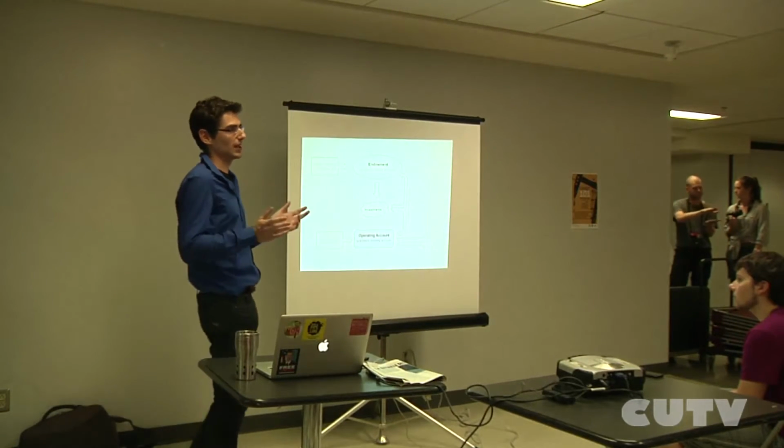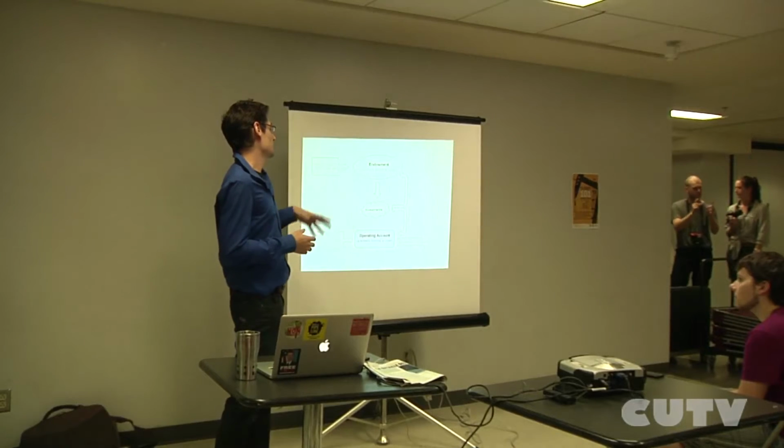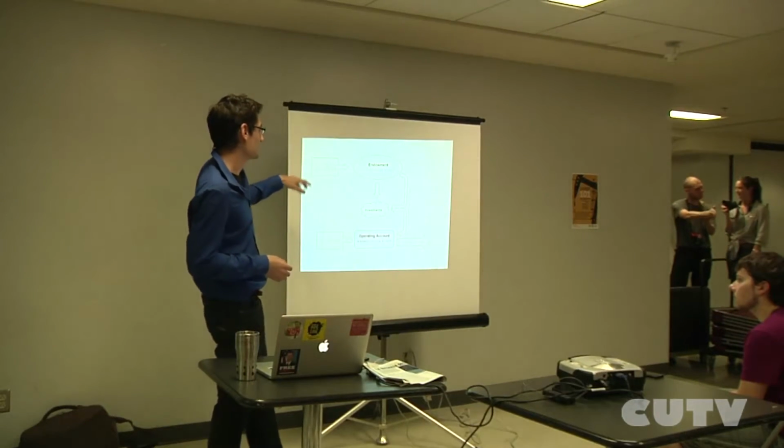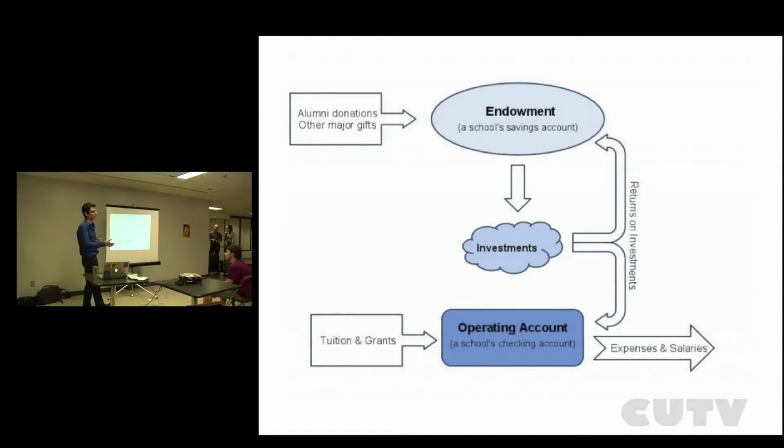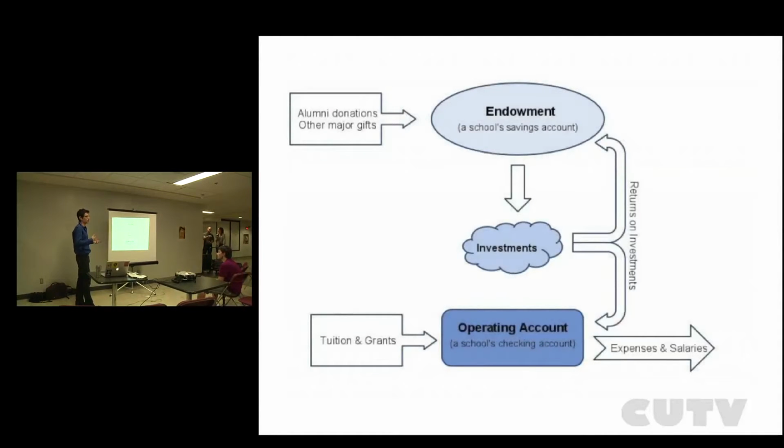So the university has 2 types of accounts. It has what's called the operating budget and an endowment. The operating budget works sort of as your checking account. So you make expenses during the year using the operating budget to pay teachers and salaries and the maintenance costs of the university. And this money comes from tuition and grants that they receive from the government.